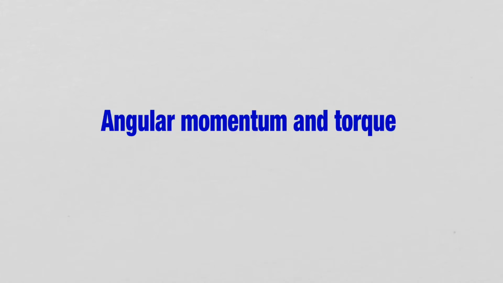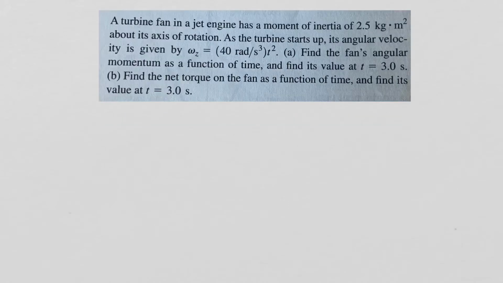Let's talk about a simple problem about calculating angular momentum and torque. So we have a turbine fan in a jet engine with moment of inertia of 2.5 kilograms meters squared about its axis of rotation. As the turbine starts up, the angular velocity is given by omega z equals 40 radians per second to the third power times t squared.